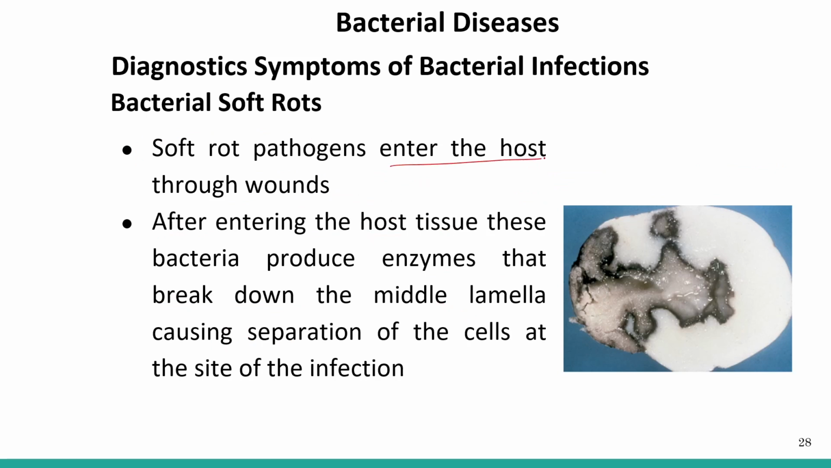Soft rot pathogens enter the host through wounds. After entering the host tissue, these bacteria produce enzymes that break down the middle lamella of the cell wall, right? And this causes separation of the cells at the site of infection. The middle lamella is a layer between the cell walls, and when it is intact, it holds the cells joined together. But when the middle lamella gets degraded, the cells are free now, right? So there is a separation of the cells and ultimately there is a rot in the plant.